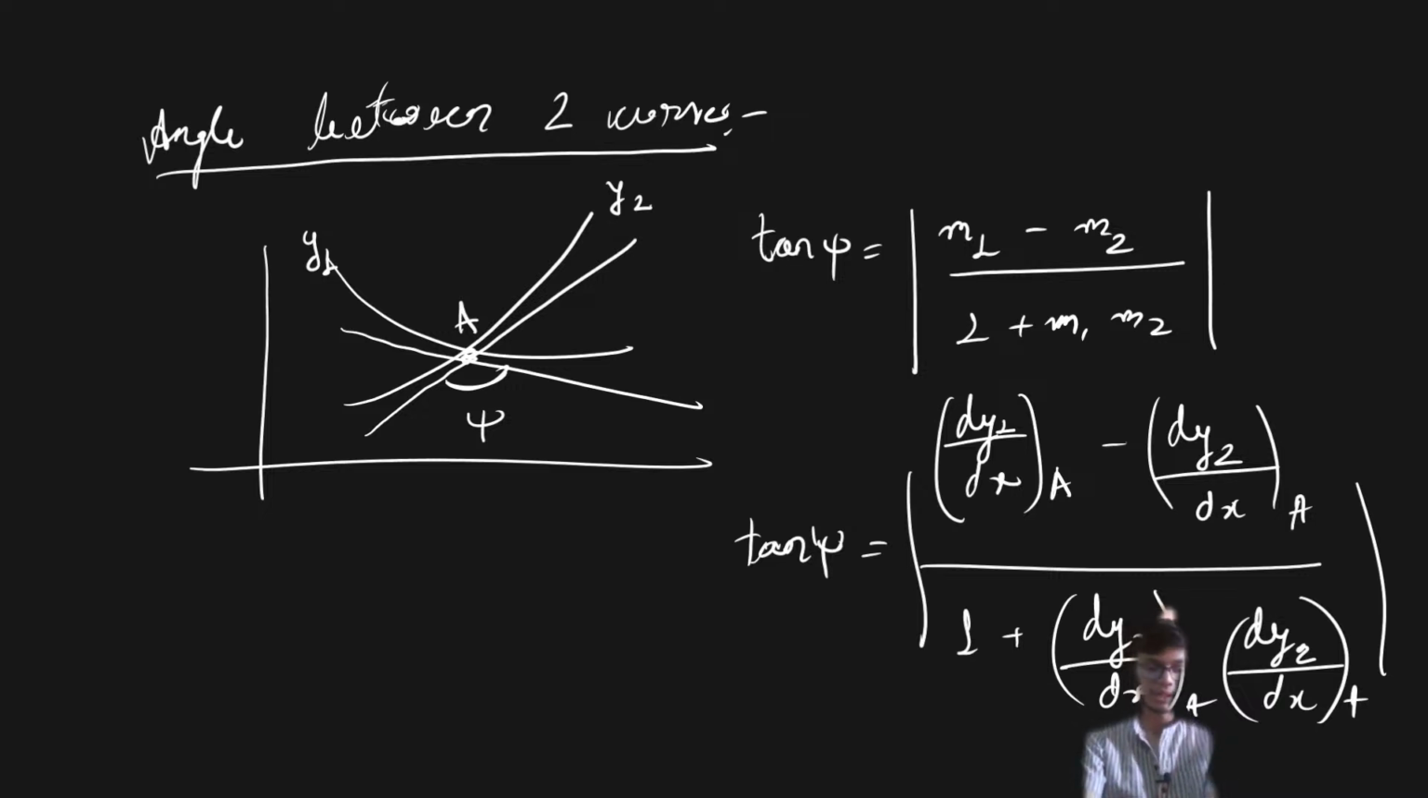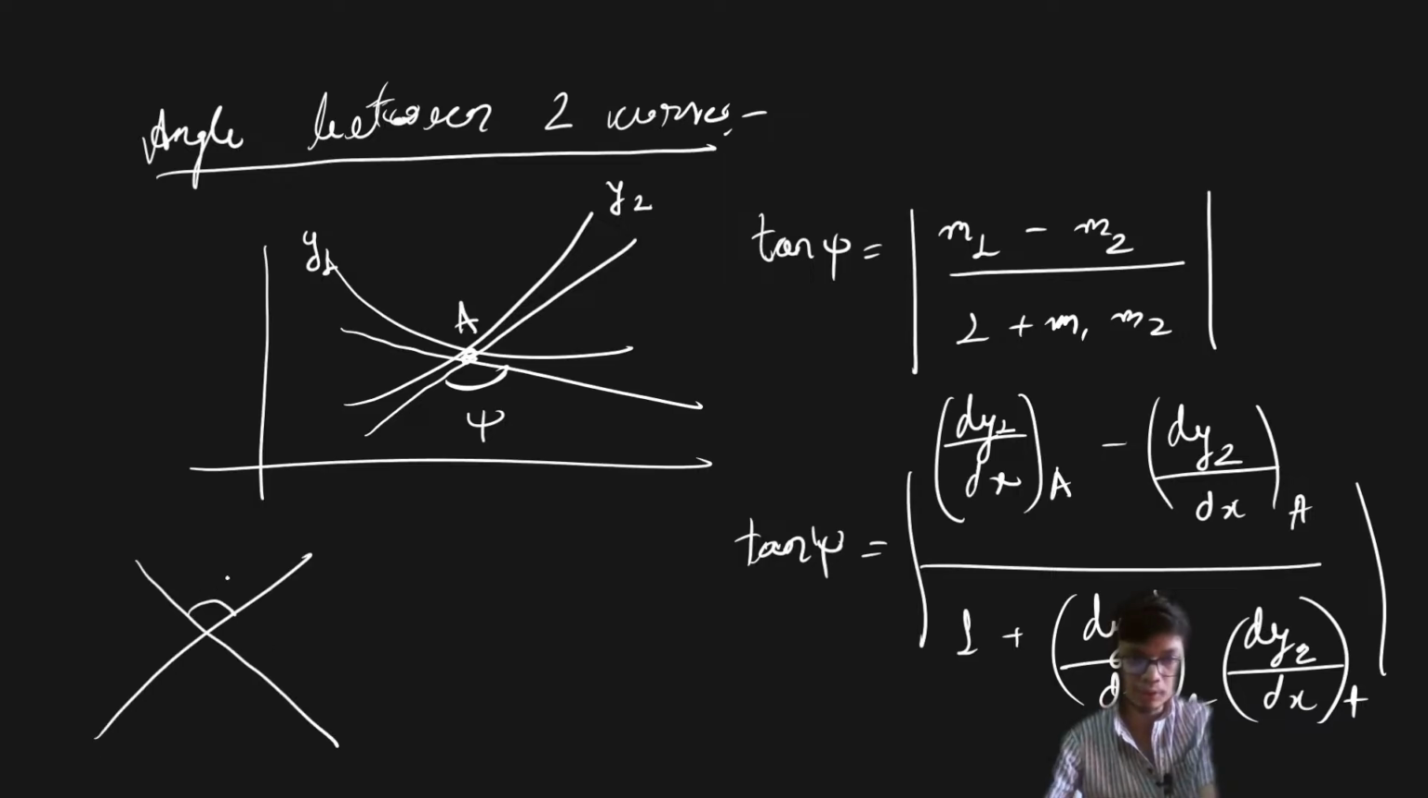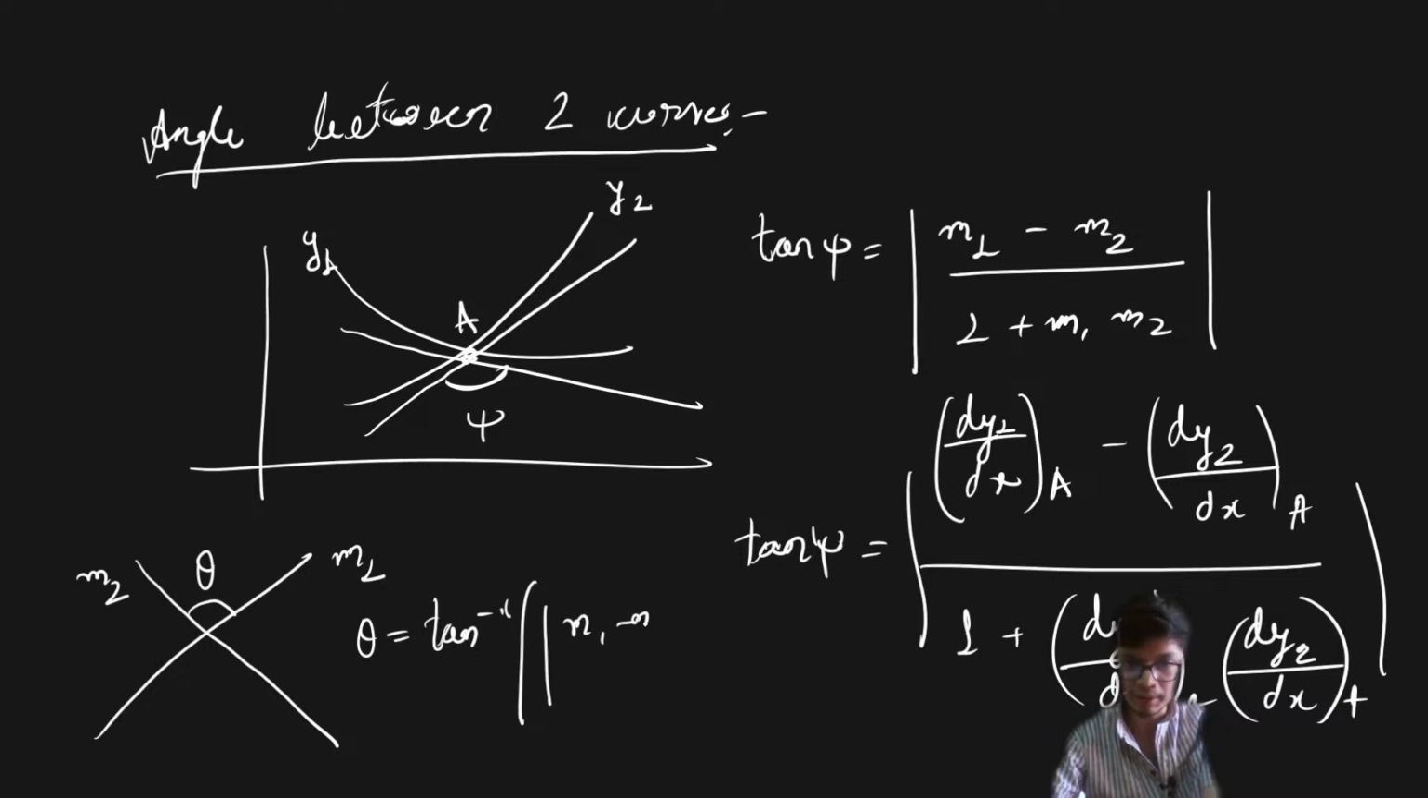If you are talking about this angle between the curves, I'm just using the concept of angle between two straight lines. If I have the angle theta between straight lines with slopes m1 and m2, then the formula for the angle between the straight lines is given as theta equals tan inverse of mod of (m1 minus m2) divided by (1 plus m1 m2), right? So I'm using this formula.